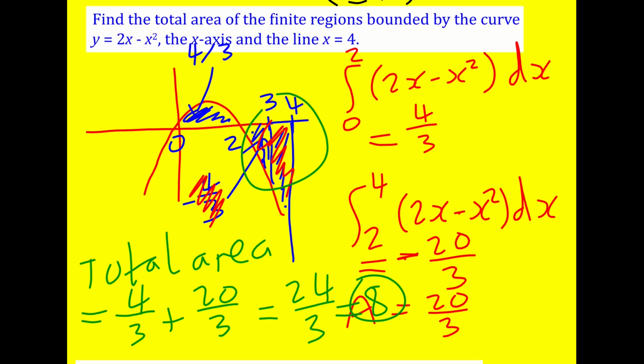And that's how we can do it. Another way we could have done it would be to do it directly, but recognize that this bit's positive, and then subtract the negative area here, and that would have also worked out to give us the answer that we needed.